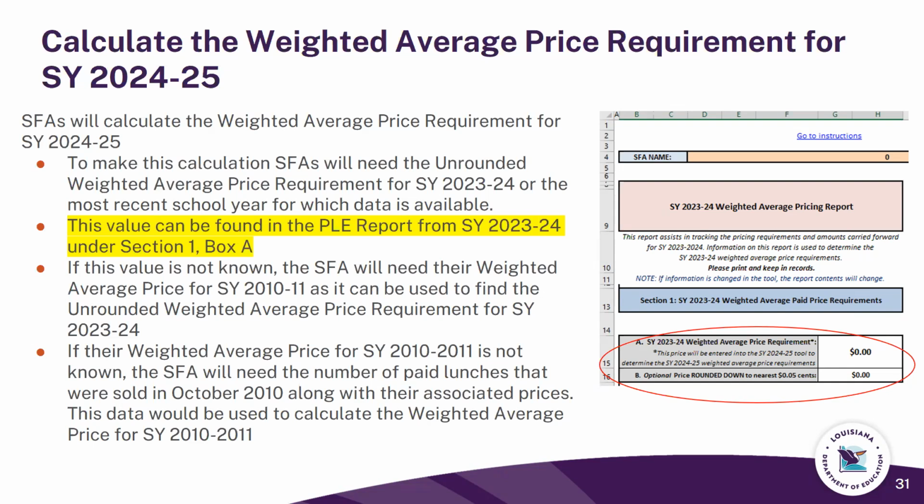If this value is not known, the SFA would need their weighted average price for school year 10-11, as it can be used to find the unrounded weighted average price requirement for school year 23-24. If their weighted average price for school year 10-11 is not known, the SFA will need the number of paid lunches that were sold in October 2010, along with their associated prices. This data will be used to calculate the weighted average price for school year 10-11.